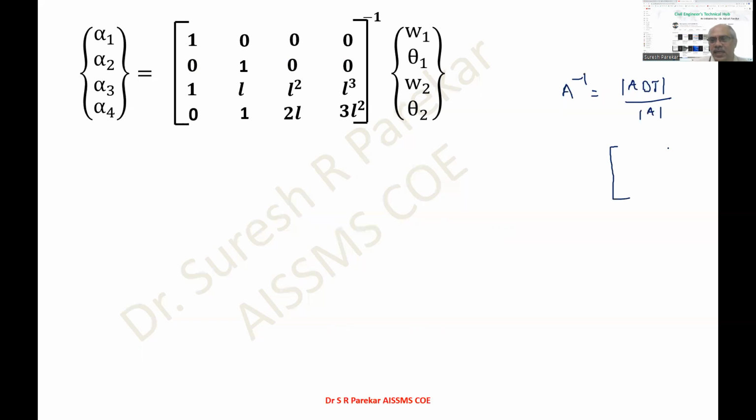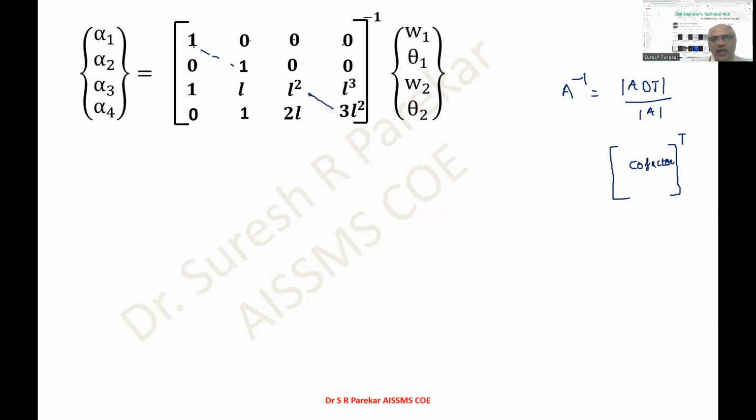So we have this as adjoint: cofactors and transpose of cofactors, we have adjoint. Now, determinant. So we have this 0, this 0, this 0. So we have only 1. So this 1, again 3, 0. So we have only this 1 and then these terms.